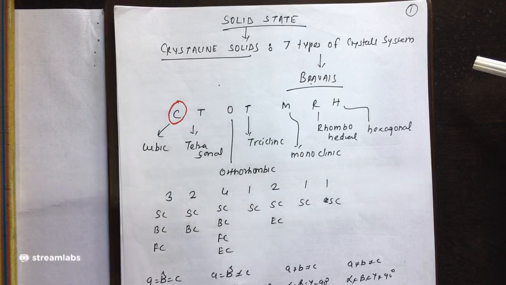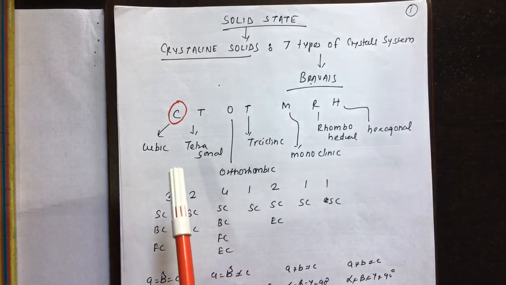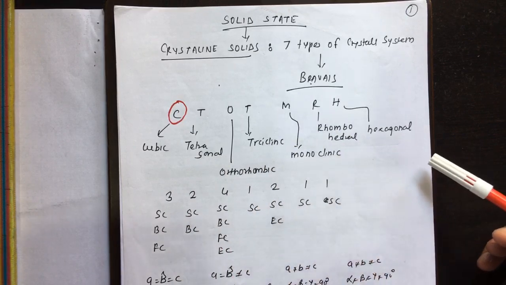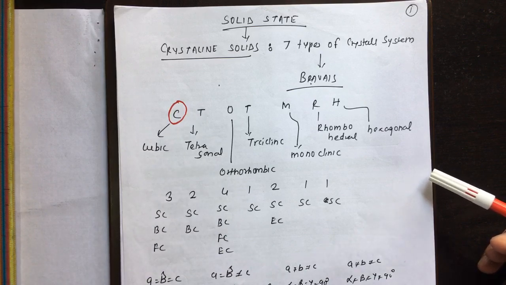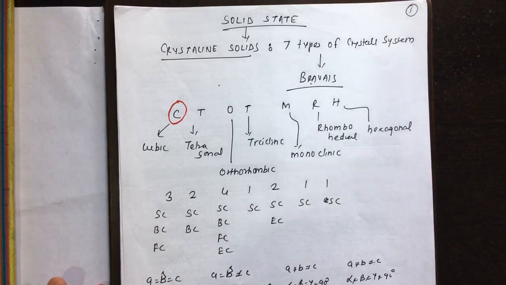And among the 7 types of crystal system, the one which we are going to discuss, that is part of our syllabus content, is the cubic crystal. We have cubic, tetragonal, orthorhombic, triclinic, monoclinic, rhombohedral, and hexagonal. These are the basic 7 types of crystal system according to Bravais. And the part of the discussion is the crystalline solid, that is, the cubic crystalline solid.